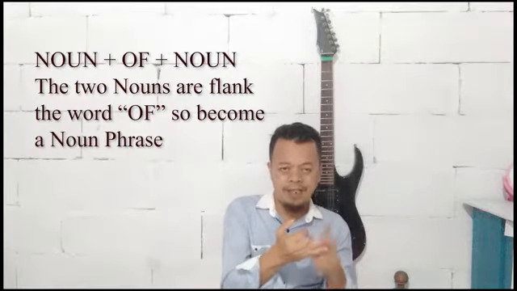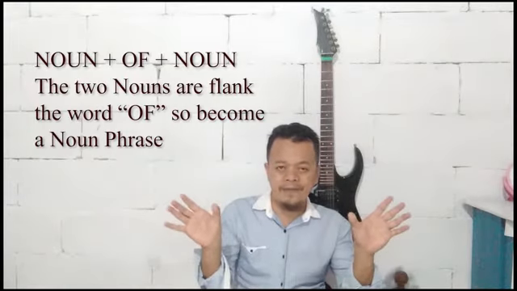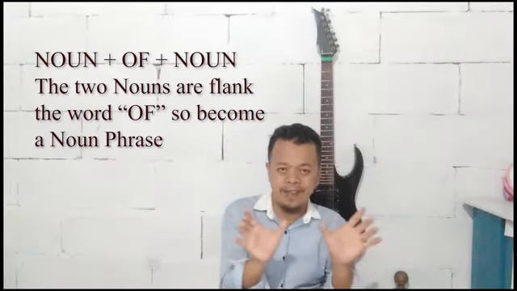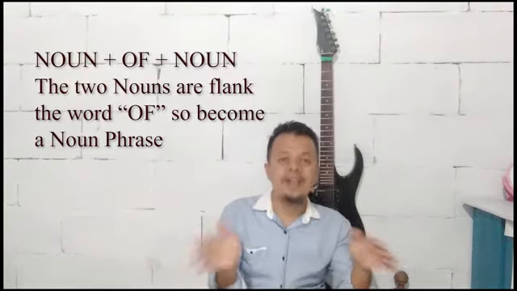Now let's take a look at the pattern number three, noun plus of plus noun. Noun and noun flanked by of become a noun phrase, noun of noun. For example, date of birth. Date is a noun, birth is a noun too. Noun plus noun flanked by of, date of birth.